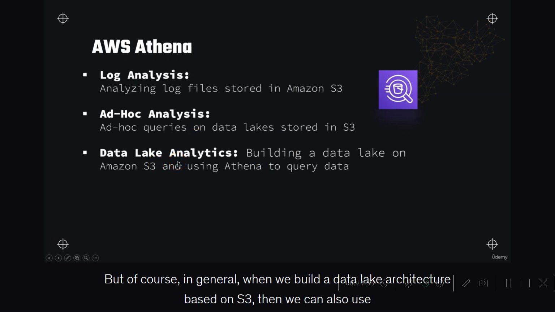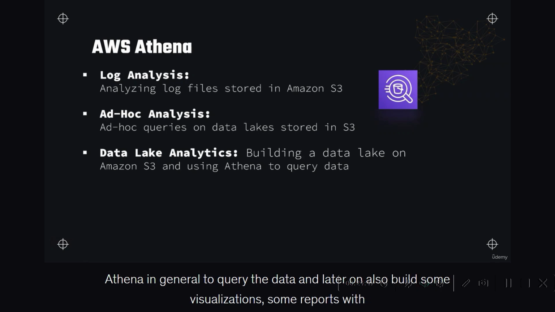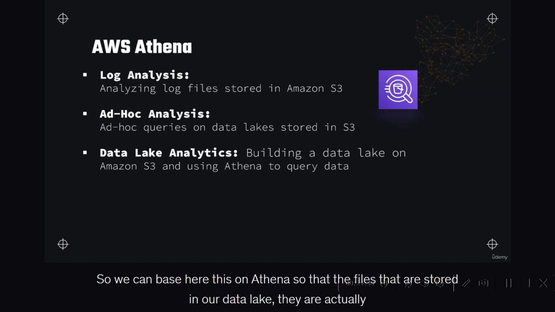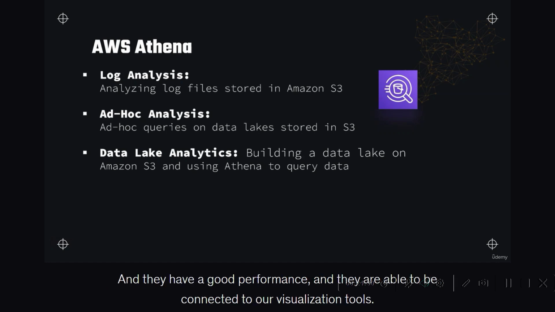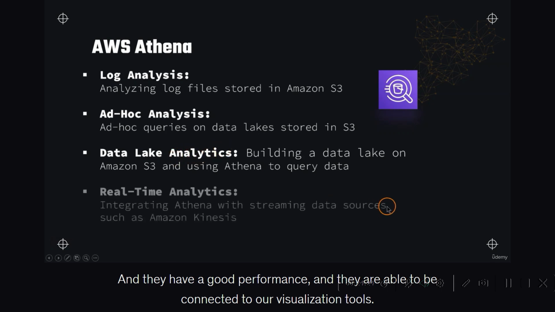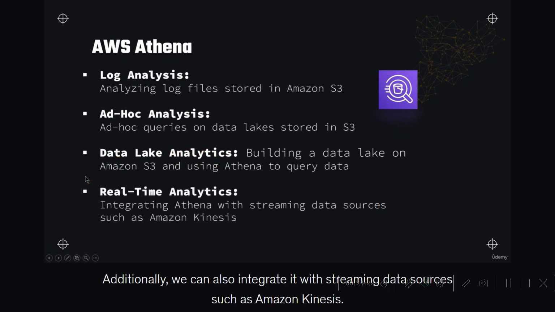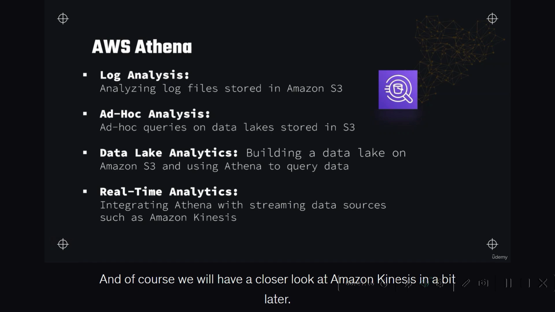But of course, in general, when we build a data lake architecture based on S3, then we can also use Athena to query the data, and later on also build some visualizations, some reports with it. So we can base this on Athena, so that the files that are stored in our data lake are actually queryable and have a good performance and are able to be connected to our visualization tools. Additionally, we can also integrate it with streaming data sources such as Amazon Kinesis. And of course, we will have a closer look at Amazon Kinesis a bit later.